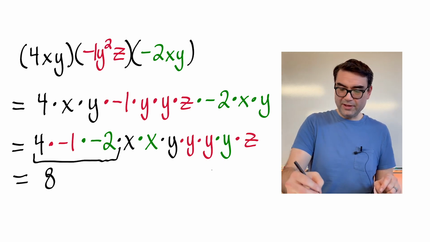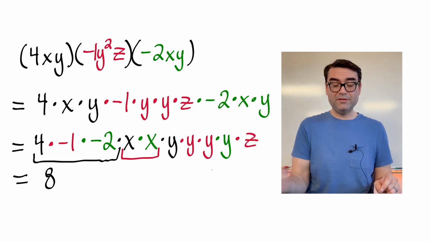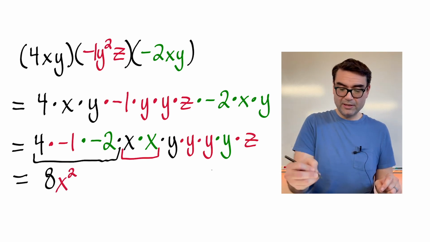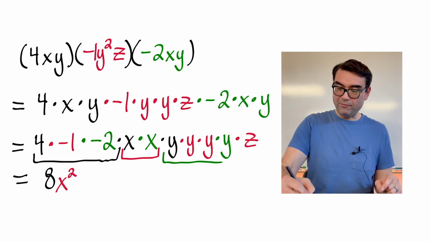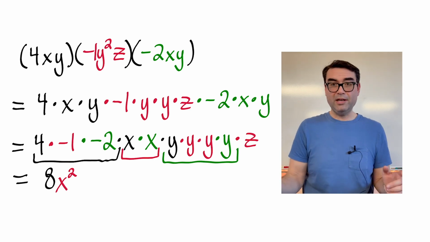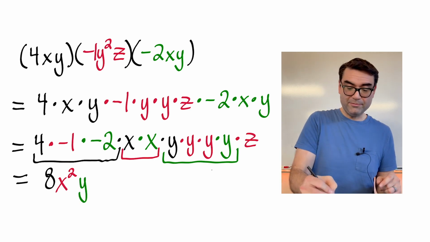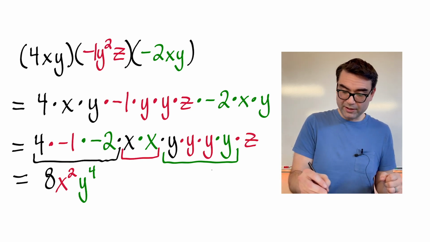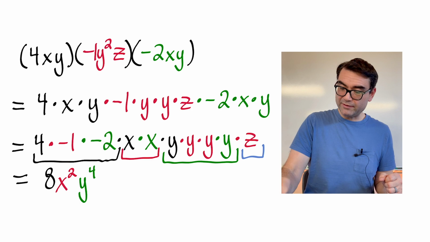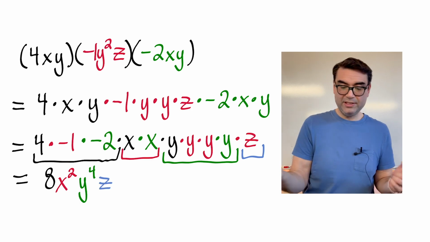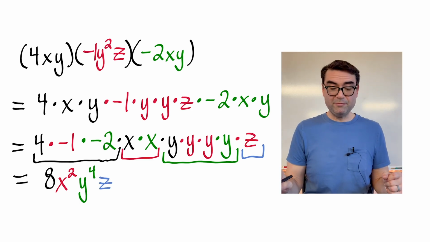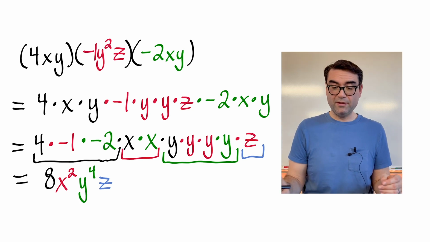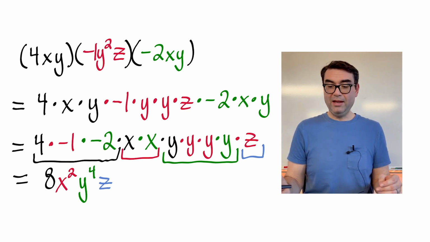All right, we'll take care of the x's in red. So an x times an x factor makes x squared. In green, I'll take care of my y factors. So a y times a y times a y times a y is y to the 4th. I'm just counting them. And then lastly, z. Don't have to do anything fancy, but there is a single factor of z, so z. So my final expression would be 8x squared y to the 4th z. And that's how you multiply monomial expressions.